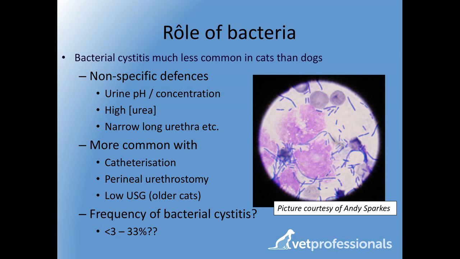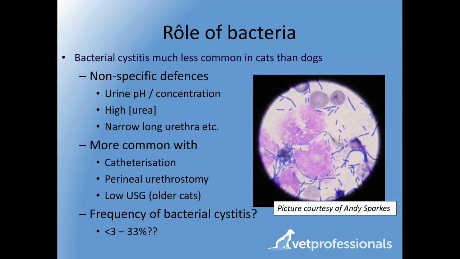As I said earlier on, bacterial cystitis is generally much less common in cats than the other causes of lower urinary tract disease, and less common in cats than in dogs. And this is probably because of some of the defences that the cat urine has. It tends to be very concentrated, so naturally resistant to bacterial colonisation.